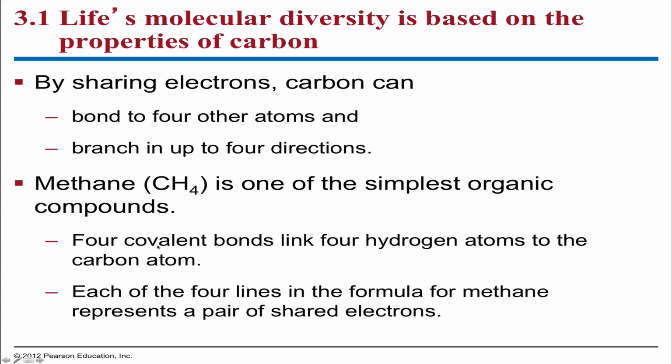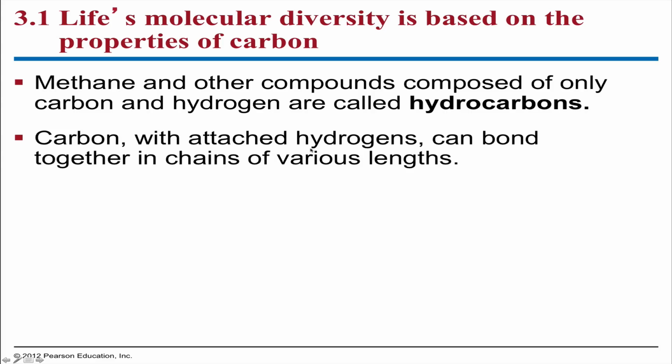Now, the type of bonds that you find in methane are covalent bonds. Now, remember, these are sharing. So carbon has on its outer valence shell 4 valence electrons. That means, remember, the second shell can fill up with 8 electrons. So it needs 4 more to be completely happy. That's why it's very happy to take on 4 hydrogen atoms. Each of the 4 lines that you see in the formula for methane represents a pair of shared electrons. Methane and other compounds composed of only carbon and hydrogen are referred to as hydrocarbons.